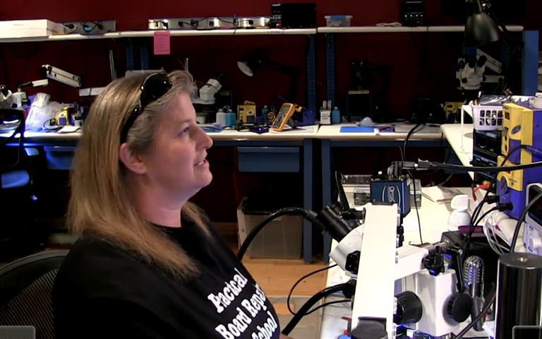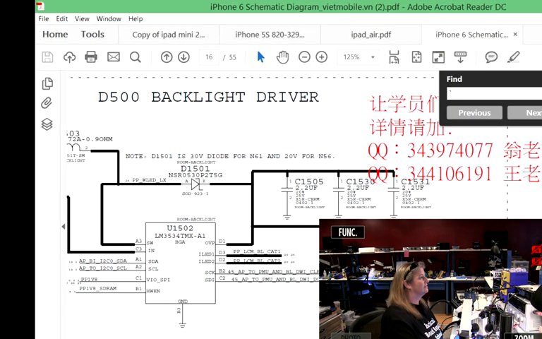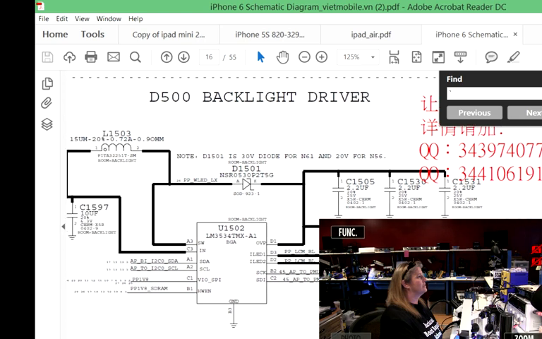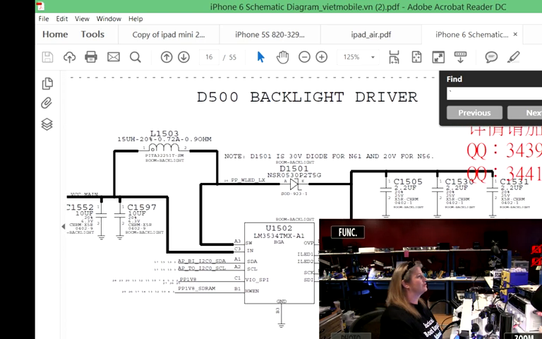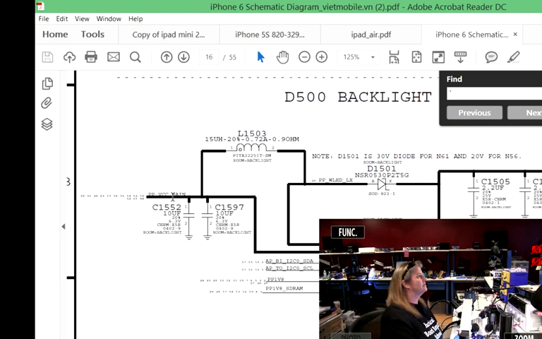So let's take a look real quick at a backlight circuit. Let's see, screenshot. Let's see if you guys can see that. All right, here we go. This is the iPhone 6, here's the beginning. This is the backlight driver. So there's a driver chip. The input is from the regular VCC main voltage, and then there is a backlight coil.